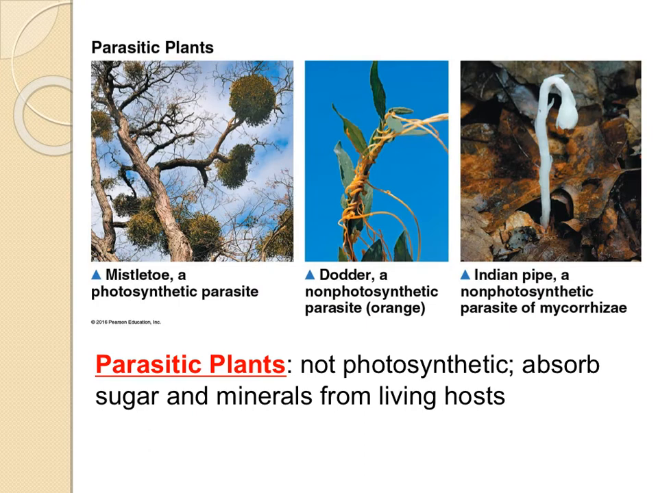Other plants are actually parasitic, like mistletoe, as you see in this tree, or this orange-colored plant that's wrapped around this other plant here. This orange plant is actually non-photosynthetic. You can see it's orange. It doesn't have the green chlorophyll pigments. And then Indian pipe, as you can see, it's white. It doesn't have any pigments at all, so it cannot do photosynthesis on its own. So all of these plants are examples of parasitic plants where they actually live on other photosynthetic plants and absorb the sugar and minerals from their living hosts.